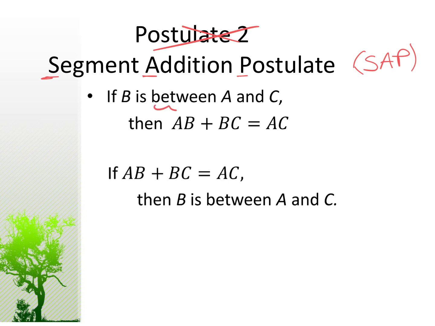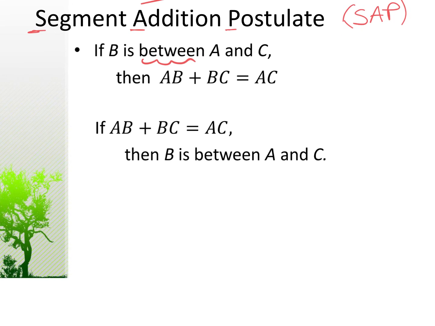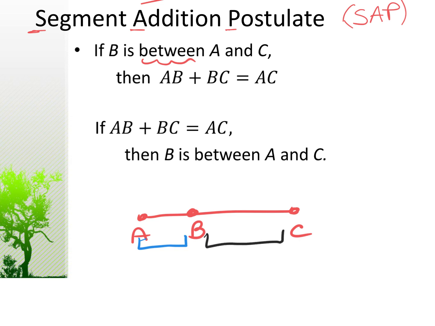Now, this word between doesn't mean that B is right smack in the middle. It means that it's somewhere in between points A and C. So let's say I'm going to put point B right here. So what this postulate states is if this little piece here, AB, plus BC, once I find the measurement of those two, I can add them together and it'll give me the length of the whole thing.